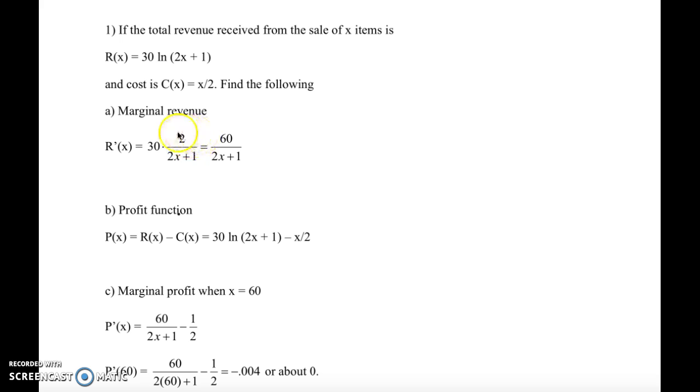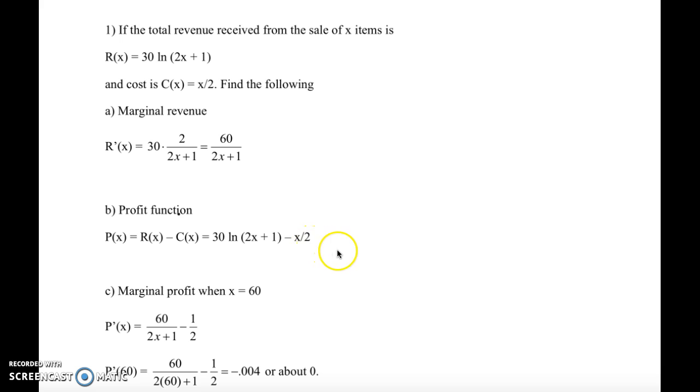So the derivative of our revenue function is 30 times the derivative of my inside portion, which is just 2, over my 2x plus 1, which is my f of x here. Going ahead and multiplying 30 times 2, I get 60, and so I end up with 60 divided by 2x plus 1. Next, I want to go ahead and find the profit function. Well, remember, my profit function is my revenue function minus cost. All right, so I have 30 ln of 2x plus 1 minus x divided by 2.